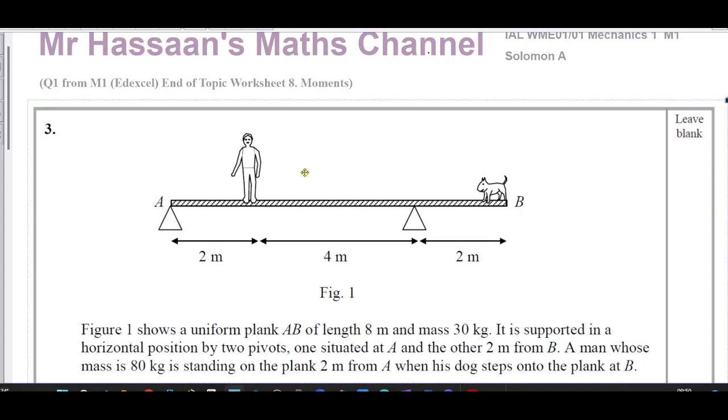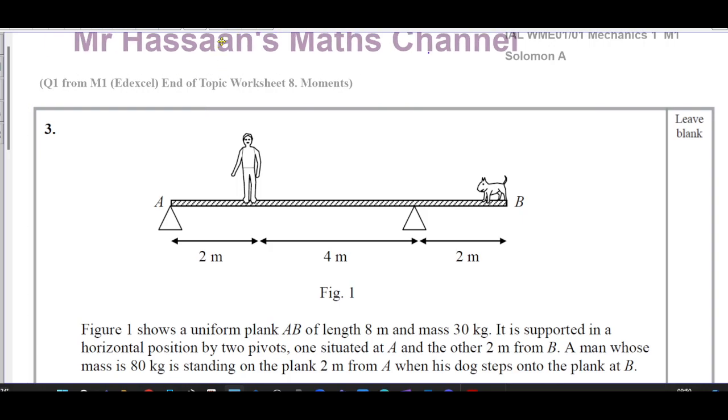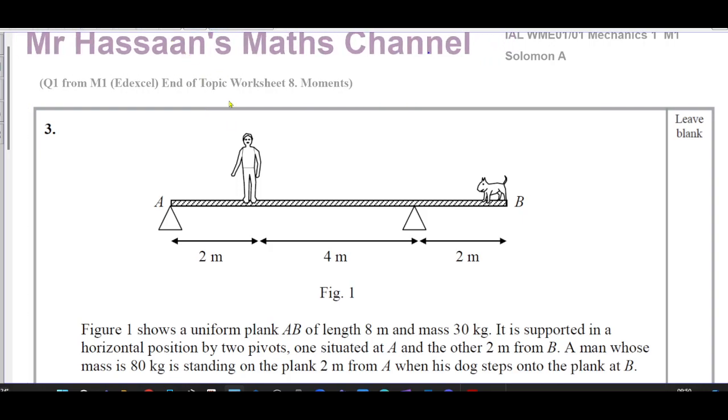And we have this figure 1 which shows a uniform plank AB of length 8 meters and mass 30 kilograms. It is supported in a horizontal position by 2 pivots, one situated at A and the other 2 meters from B. Let's just call this pivot C.